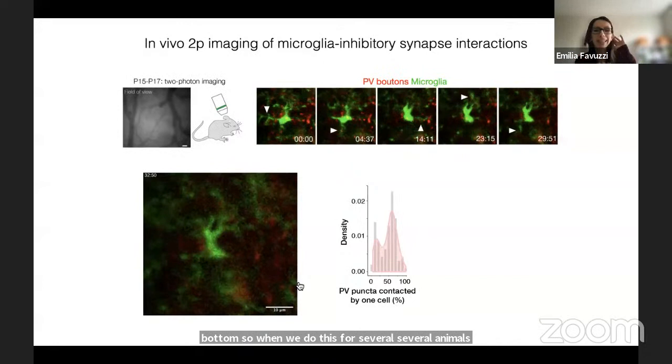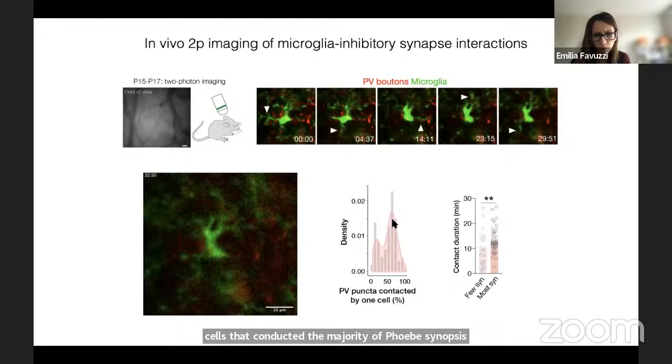There was a first group of cells that almost avoided or contacted very few PV synapses, and a second group of cells that contacted the majority of PV synapses, up to 60, 70% of them. And we also found that within this population that didn't care much about inhibitory synapses, the interactions that did occur had a significantly shorter duration as compared to the interactions within this population that was more actively engaged with inhibitory synapses. So then we thought, is there a signaling that might mediate these different interactions?